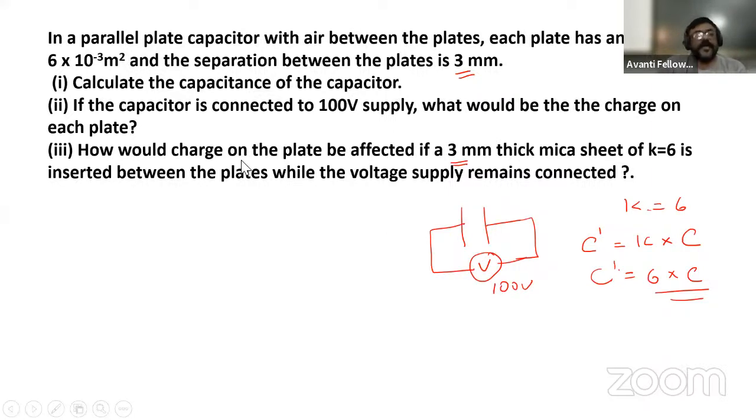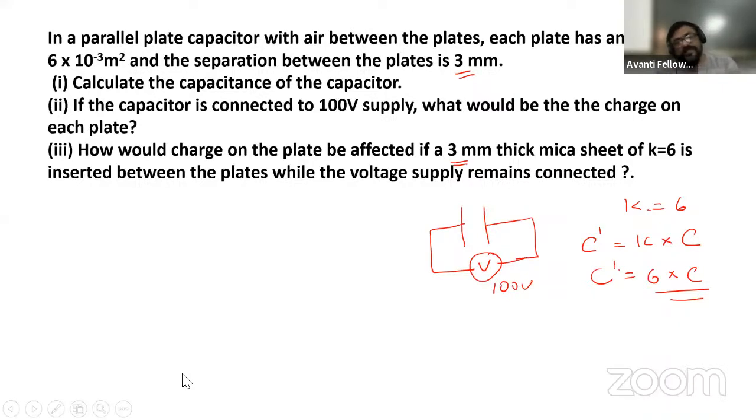So that is how the charge on the plate would be affected when this dielectric is inserted while the capacitor is connected to the battery. The situation is different when this battery is not connected here. So that also I will mention here. When the battery is connected, the PD across the plates remains same. When the capacitance increases, the charging capacity also will increase. This capacitor will draw more charges from the battery and it will be stored in the capacitor.